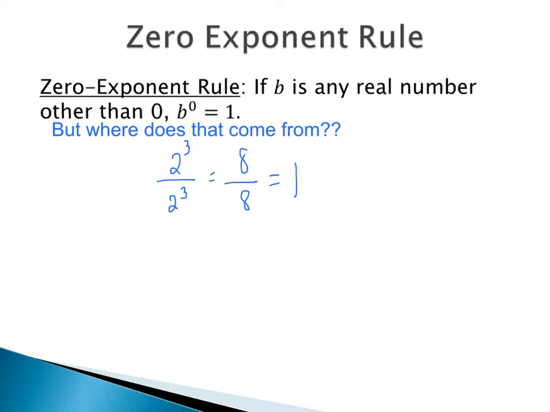But if I use my quotient rule, I would have 2 to the third over 2 to the third. Our quotient rule says that when we divide, we subtract our exponents and we keep the base, so we keep the 2, and then we would be doing 3 minus 3.